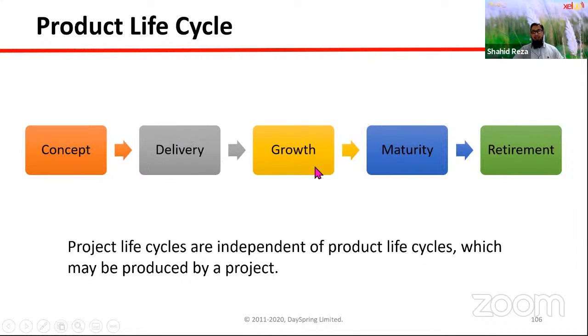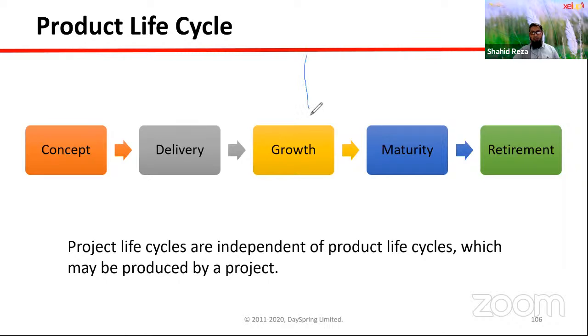Then in the market it starts growing, and it doesn't grow endlessly. At some time it reaches maturity level. And then at some time it retires from the market, expires from the market. So this happens generally in every product life cycle.